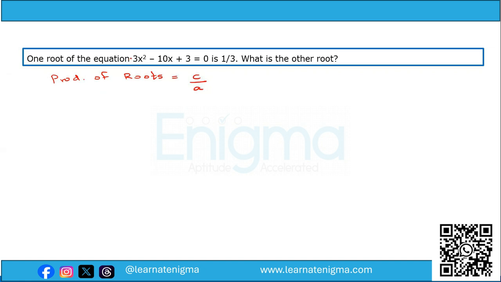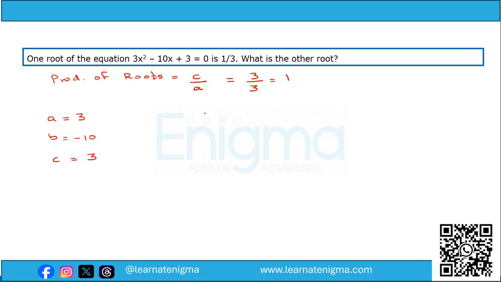Now, if we compare the given quadratic equation to the standard form, we get a = 3, b = −10, and c = 3 as well. So therefore, the product of roots will come out to be 3/3, that is 1.